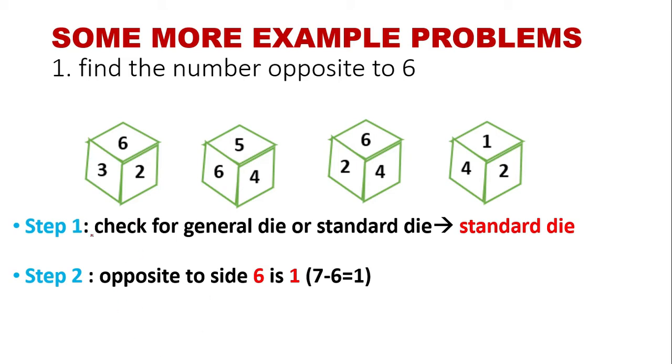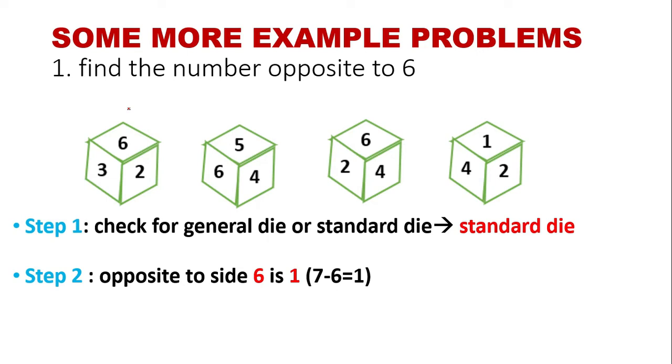Find the number opposite to 6. We have 4 different views of a single die, and we have to find the opposite side of 6. The first step is, as usual, to identify whether it is a general die or a standard die. Here, if you add any two visible sides, we will not be getting 7. So this die is considered to be a standard die.